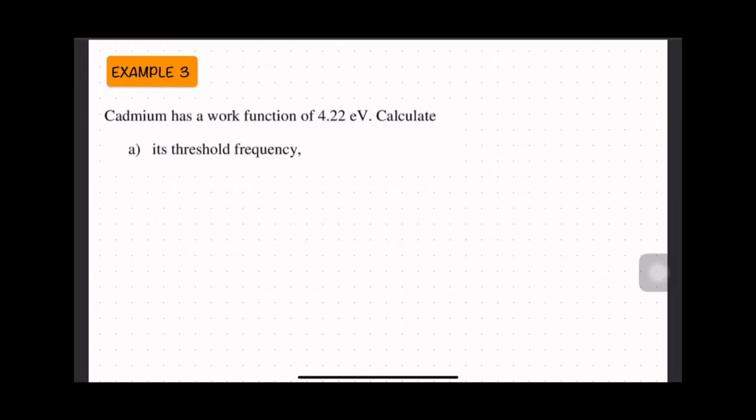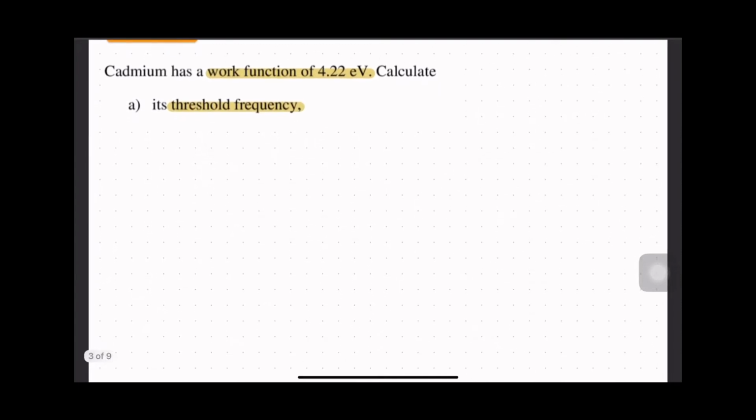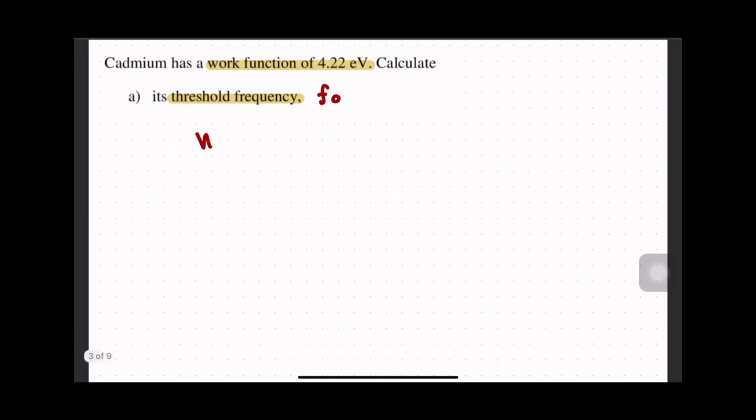Okay, next, example 3. We have cadmium with a work function of 4.22 eV. Calculate the threshold frequency. Threshold frequency means that it relates to the work function, which is f0. So work function is equal to h f0.